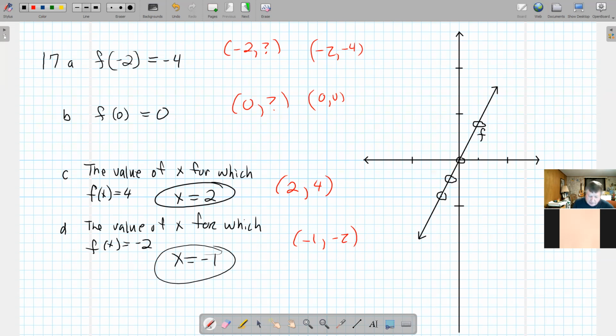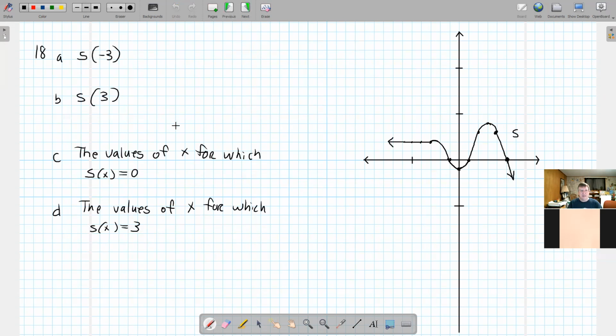So, any questions about this example? Anything you're not sure about there? So the first two, they were giving us x, saying find y by finding points on the graph. The second two are giving us y, find x. Okay.